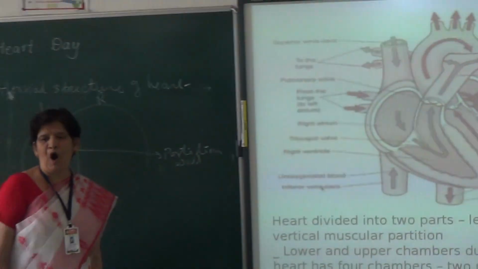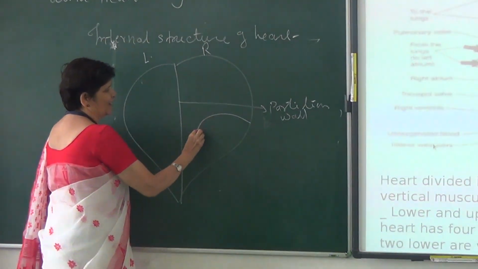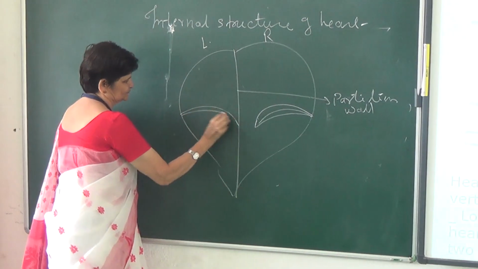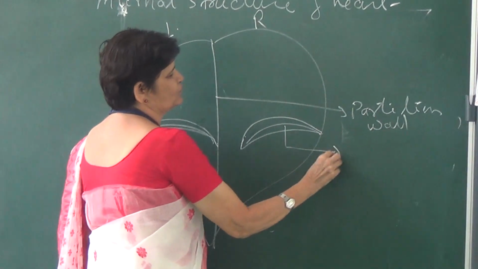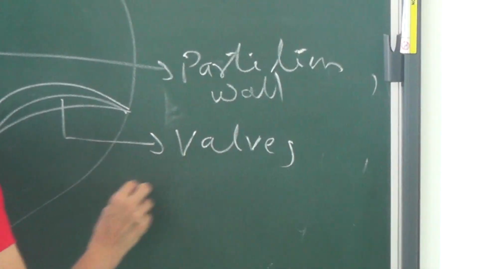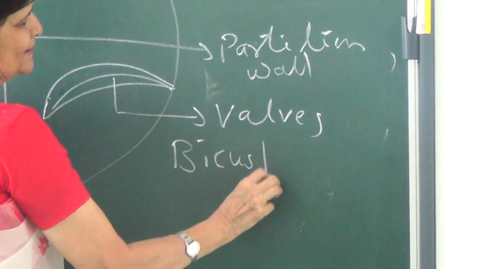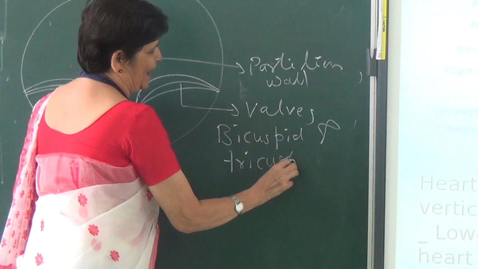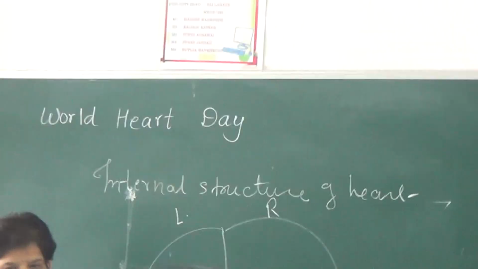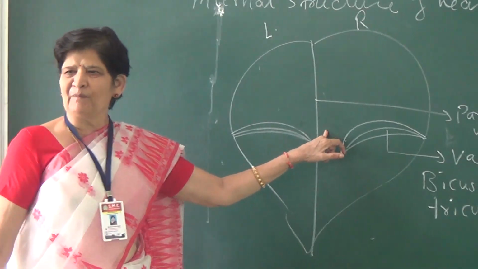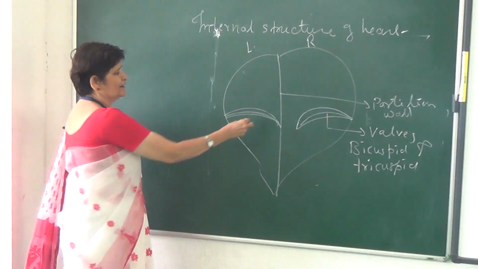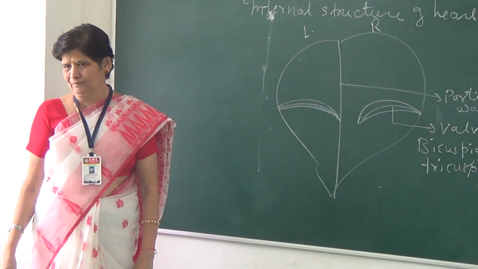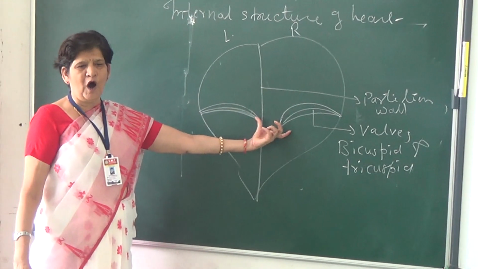Again, you can see here this one as well as here second one. These are called as the valves. One and another. These are the valves in the heart. Bicuspid and tricuspid. Bi means two. Here there are two folds. That's why it is called as bicuspid. And here there are 1, 2, 3 folds. Therefore, this is called as the tricuspid valve.